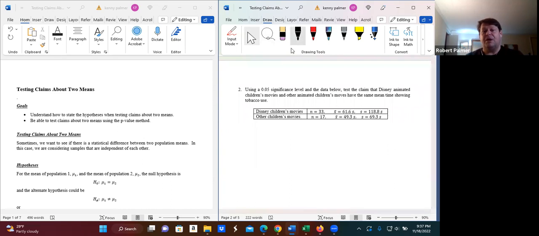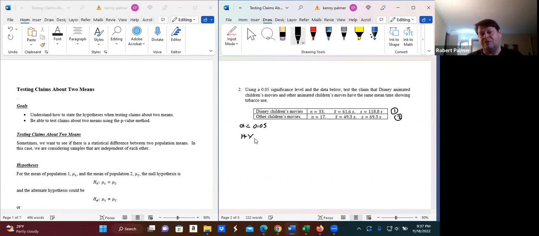Okay, so this one says, using a 0.05 significance level in the data below, test the claim that Disney animated children's movies and other animated children's movies have the same mean time showing tobacco use. So once again, just for simplicity, let's call this population number 1 and population number 2. This is population number 1, this is population number 2. And our alpha is 0.05. Everything is summarized nicely in this table.